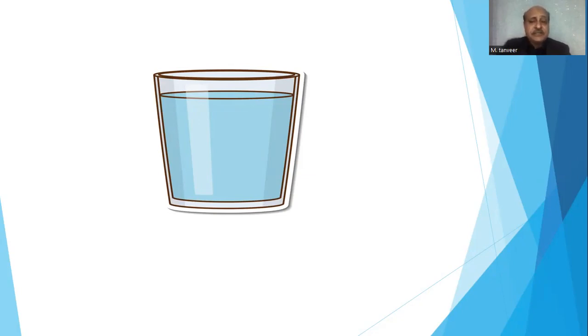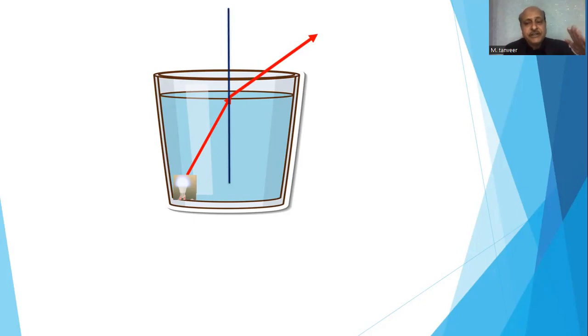We have studied that when rays of light enter from air to water, they bend towards the normal. Now this is a glass of water. This is a source of light which is placed inside the glass. A ray of light is emitted from the source. When this ray of light enters the air, it bends away from the normal. When I drop a normal, this ray of light coming from water enters the air and bends away from the normal.